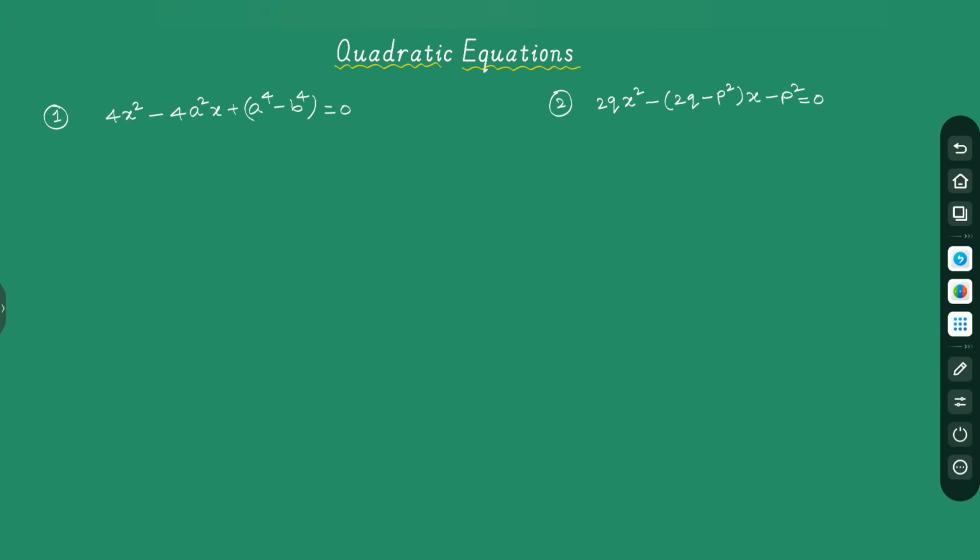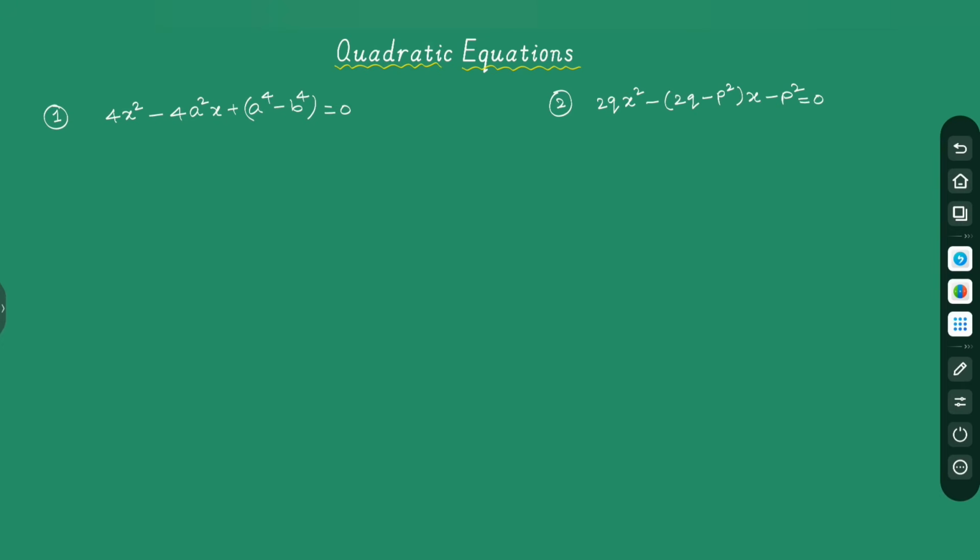After many days, I am going to make one more video on quadratic equations: how to solve these complicated quadratic equations by the factorization method. Let us see this first equation. In the factorization method, in a previous video we already solved some questions.